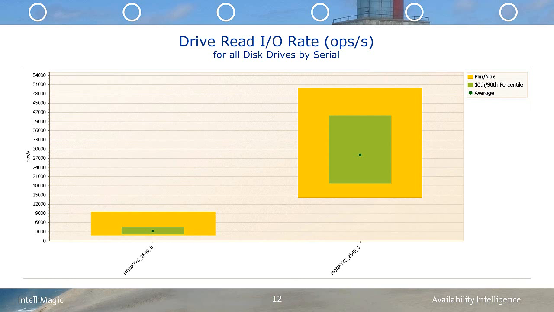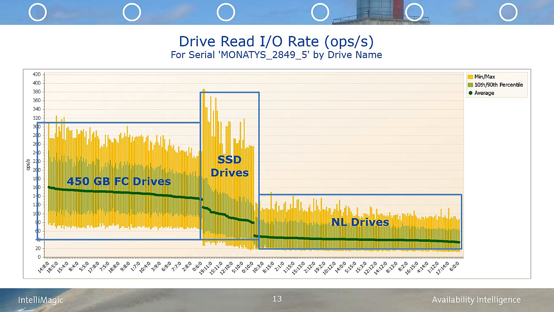By itself, this is not very interesting, but when you drill down to the individual disk drives, you can easily see the workload distribution on the drives. In the next chart, we're going to examine the workload distribution on the individual back-end drives. As you're looking at this chart, keep in mind that the workload is distributed across three different drive tiers. In this chart, the 450 gig drives have the highest average read IO rate.